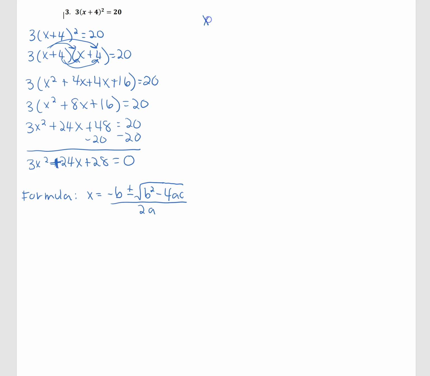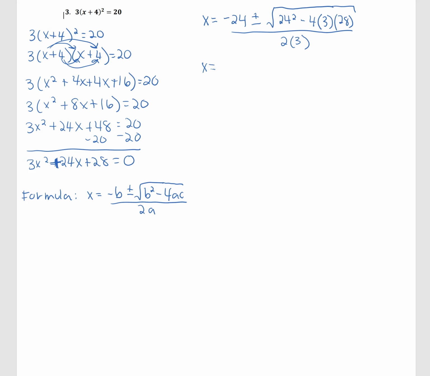We get x is equal to negative b, in this case 24, plus or minus, I'm just going to leave this as plus or minus right now, the square root of b squared, so that's 24 squared, minus 4 times a, which is 3, times c, which is 28. And that's over 2 times a, which is 3. Okay, so I'm just going to start simplifying this.